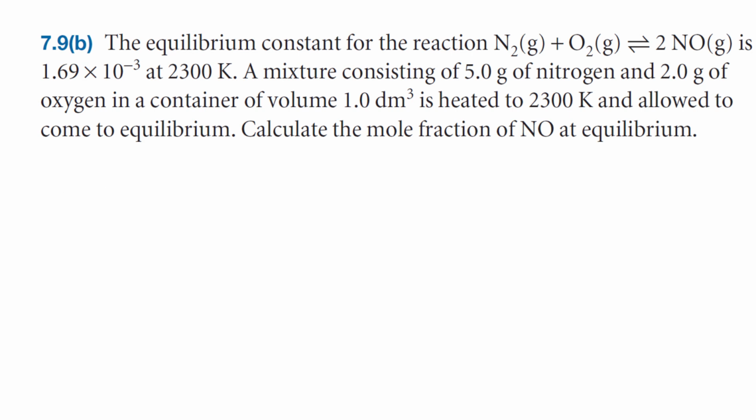So we can see that even at 2300 Kelvin, the equilibrium constant is much less than 1, which is consistent with getting a relatively small amount of nitric oxide. This is A-level stuff, only the equation is quadratic. So if you want to have a go, then pause the video now.